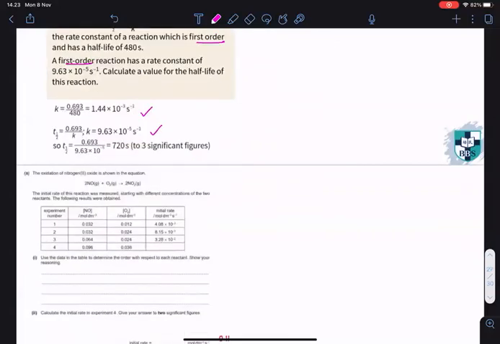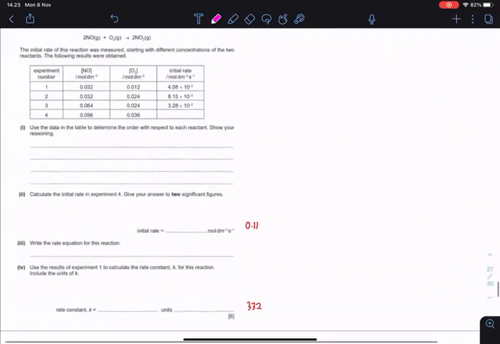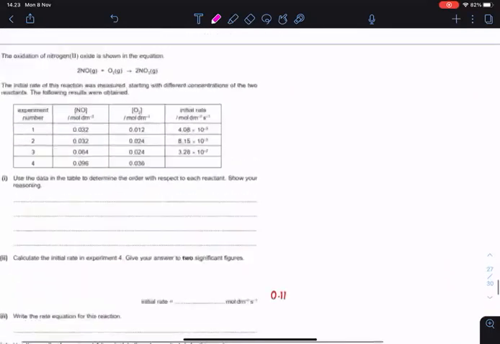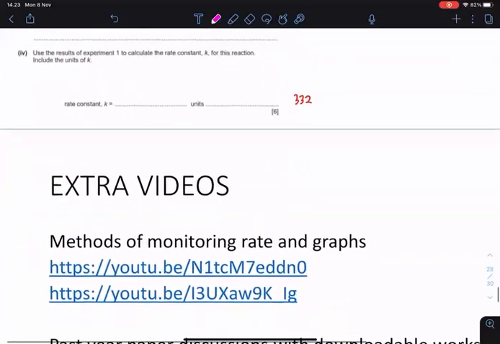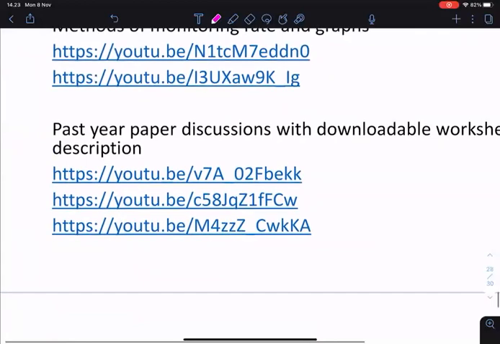Now the one that I want to go through with you is this example, but if we couldn't do everything, no worries. I have a video on this as well, so you can just go through the video. There are 3 videos here, past year paper discussions.